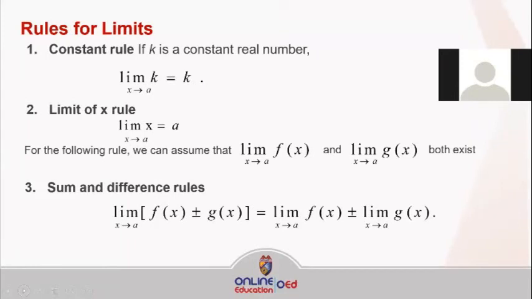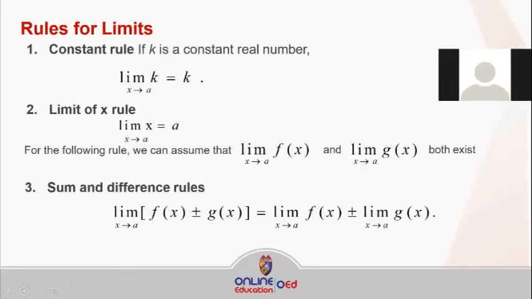Wherein if k is a constant or yung real number, we have the limit of k, where x is approaching yung a, is equal dun sa k lang din siya. Later, yung mga examples natin, i-discuss natin yan isa-isa. Then second natin is yung limit of x rule, where yung limit of x natin is equal sa a.